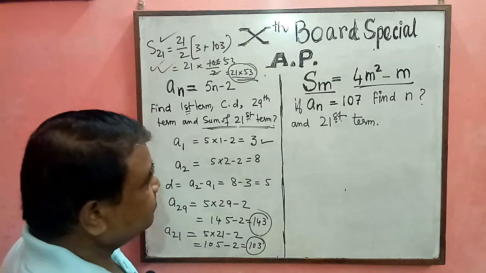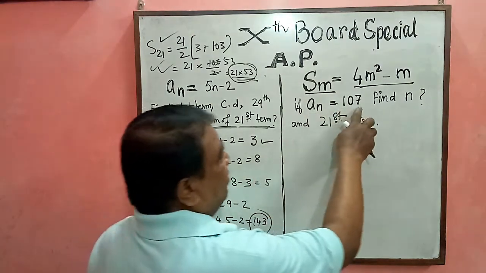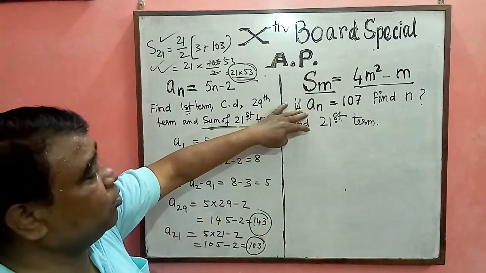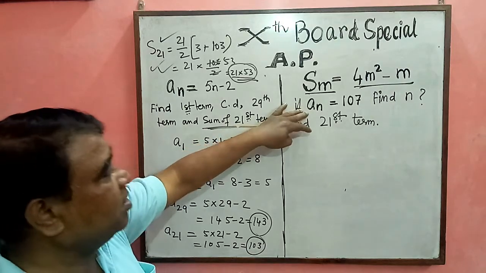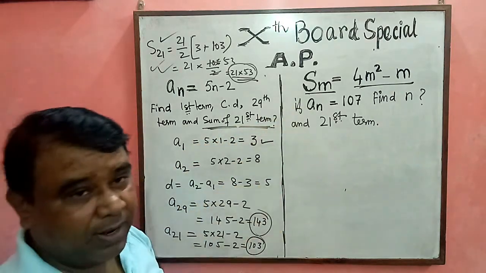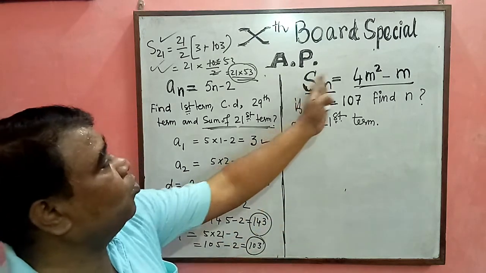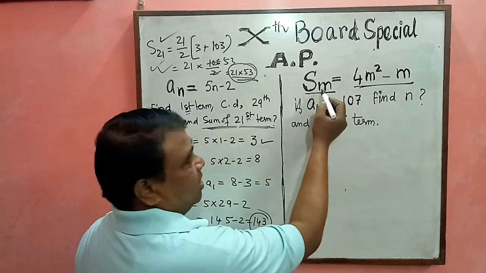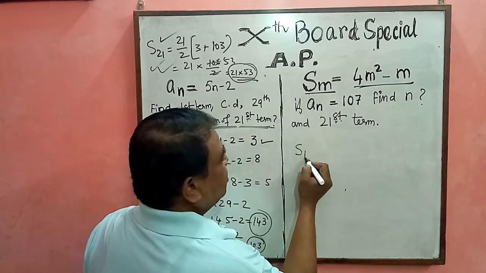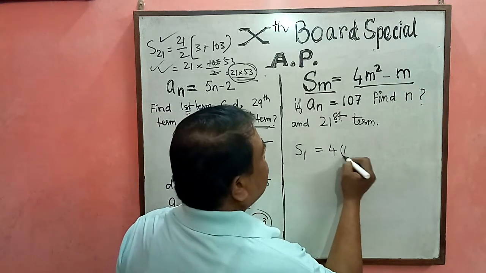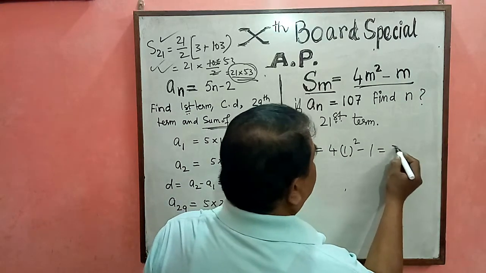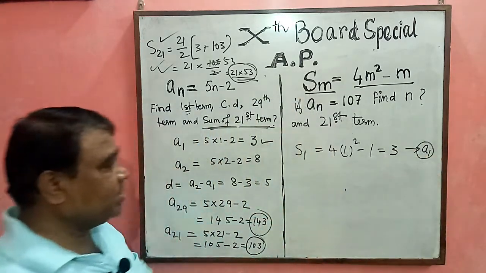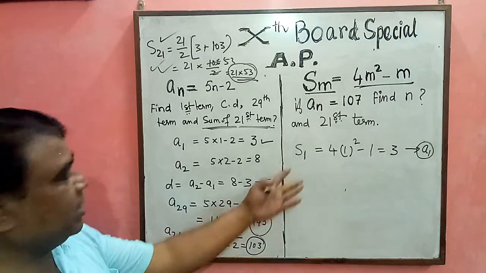Here also, if n is given, find n. To find n, we know the nth term is a plus (n minus 1) into d. There are three variables, a, d and n, but we don't have anything. So let's try with the expression representing Sm, the sum of m terms. If I put m equal to 1, 4 into 1 square minus 1, this is 3. This is nothing but the first term. Obviously, S1 is the sum of the first one term, so that is the first term.